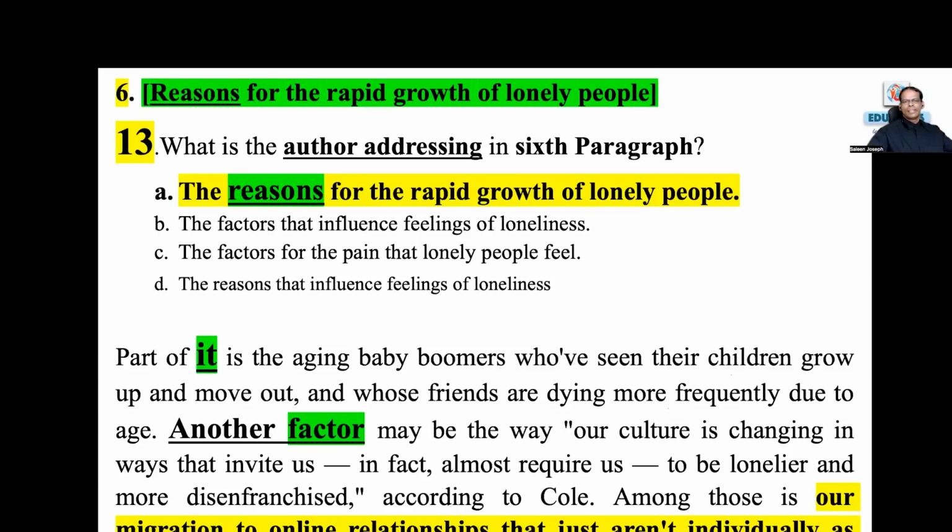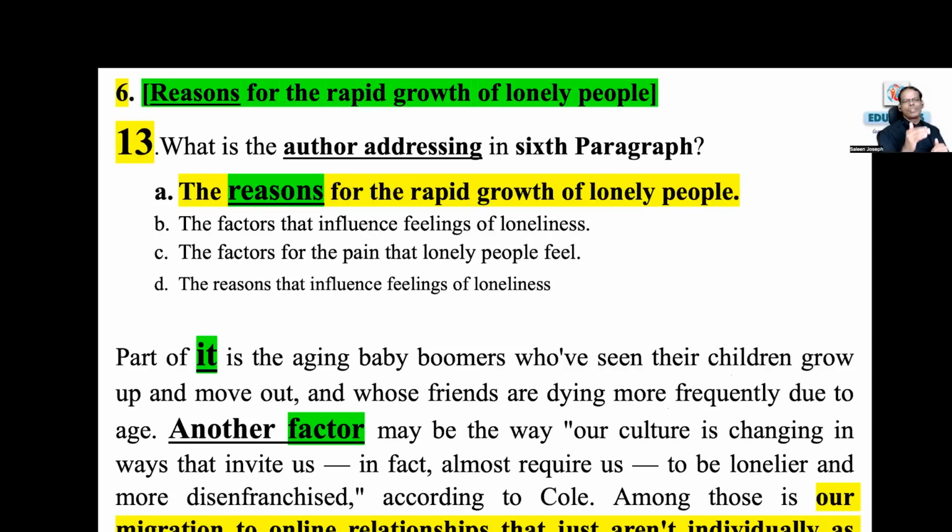Okay, now the thing is this: what is the author addressing in the 6th paragraph? What is the gist of it? This particular paragraph I have taken as an answer to one of your concerns: do we have any relevance of the previous paragraph when you read the next paragraph? I have been explaining it in every Part C session and in all the videos uploaded.